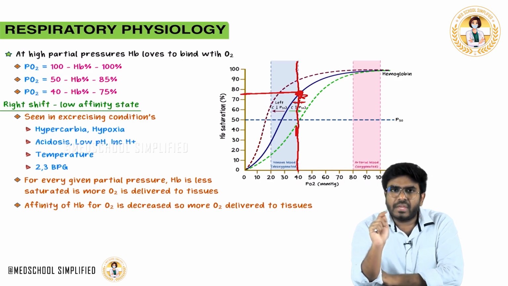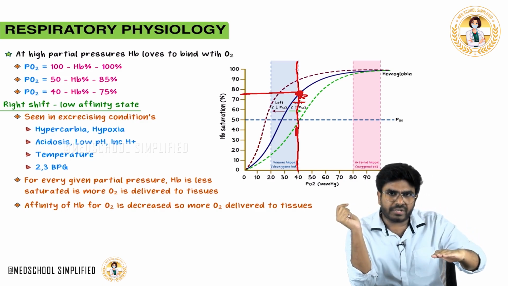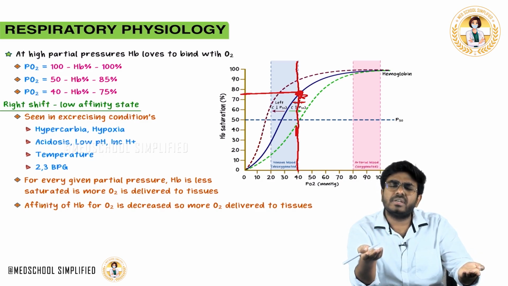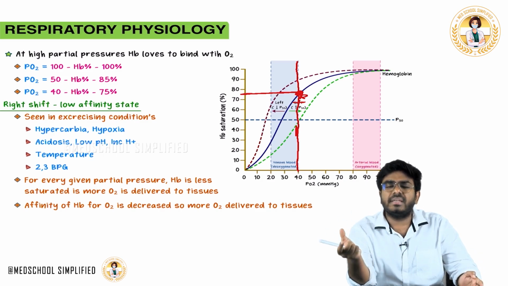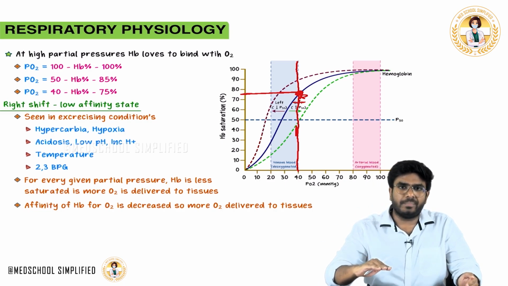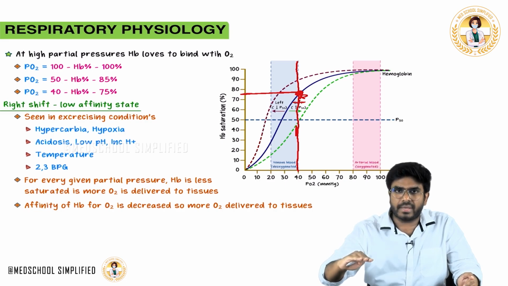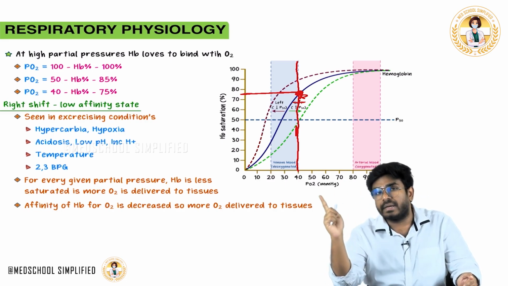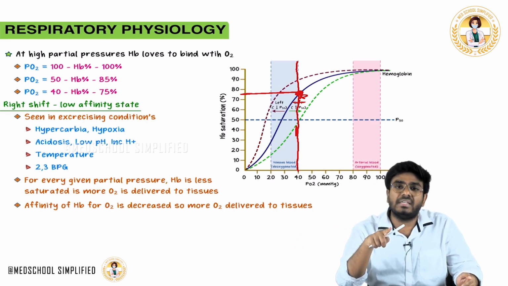So I can say if you decrease the partial pressure, hemoglobin is getting desaturated. One oxygen molecule is getting delivered to the tissues, if you decrease the partial pressure from 100, you have brought it down to 40.